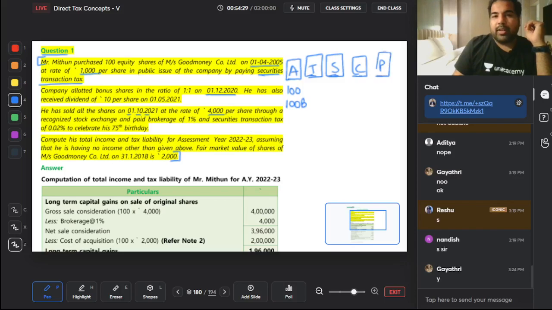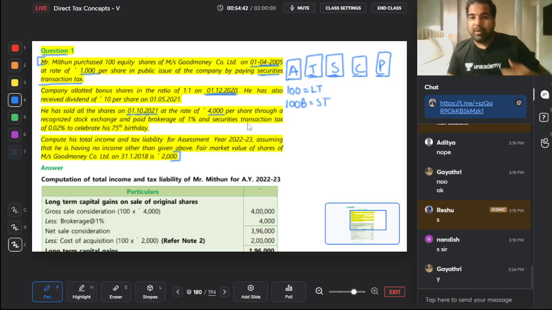And period of holding, guys. 2005 this is, and this is 1st of December 2020 bonus shares. So the original shares are long term and the bonus shares are short term, because 1st December 2020 to 1st October 2021 is within 12 months.